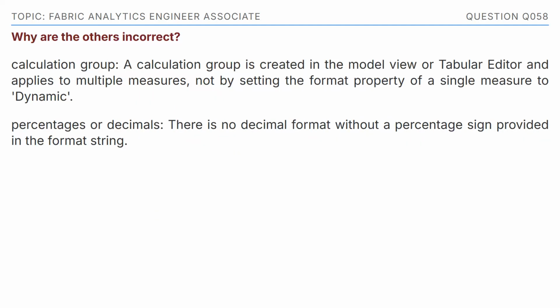Why are the other answers incorrect? Because a calculation group is created in the model view or Tabular Editor and applies to multiple measures, not by setting the format property of a single measure to dynamic. Percentages or decimals, there is no decimal format without a percentage sign provided in the format string.